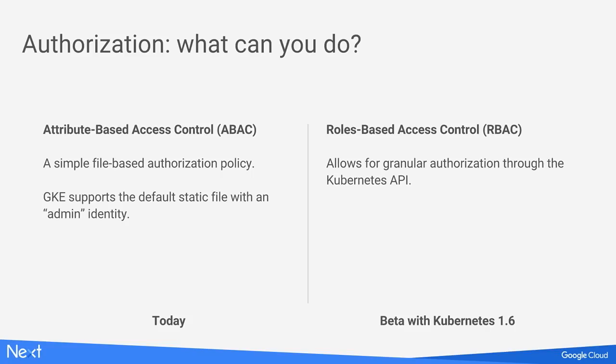So that's authentication. Let's talk about authorization. Given your identity, what can you do with it? Today, Kubernetes supports what's called ABAC, Attribute-Based Access Control. This is really just a very simple file-based authorization policy. If you're running Kubernetes yourself, you could configure it with more details, but with Container Engine today, it's a static file that basically supports only an admin identity.